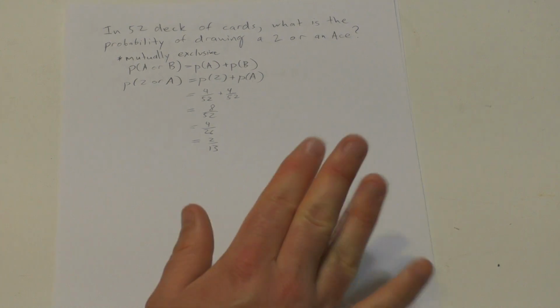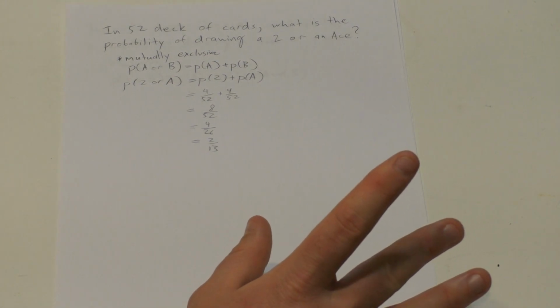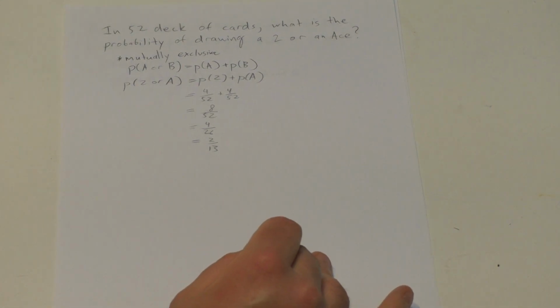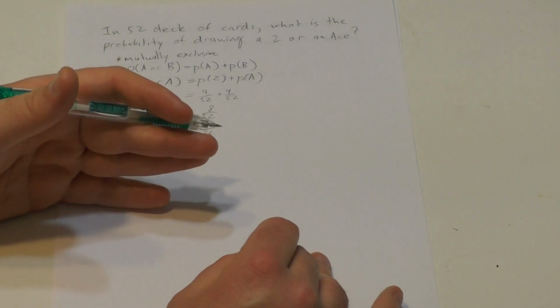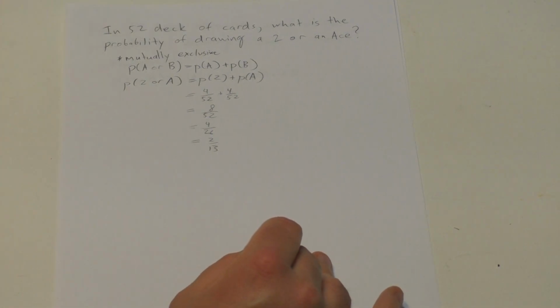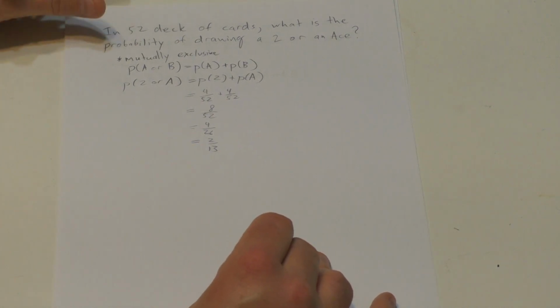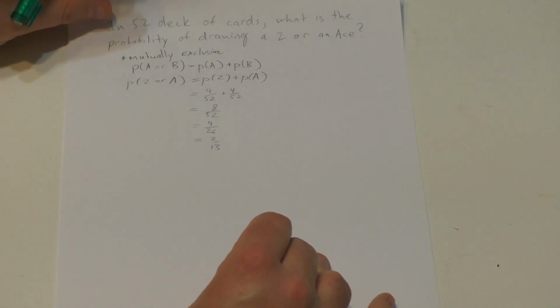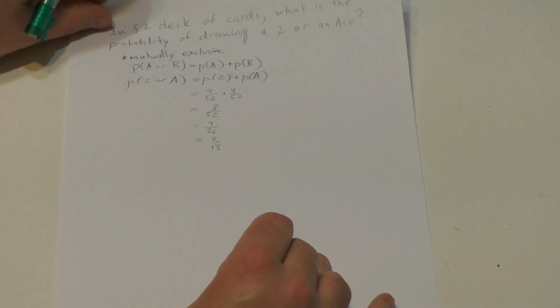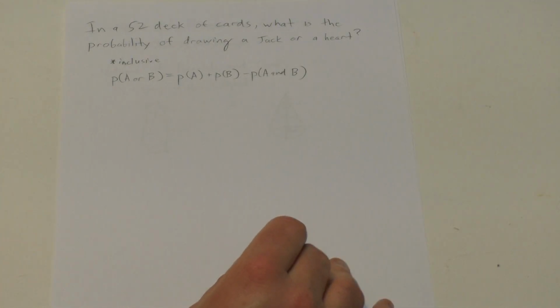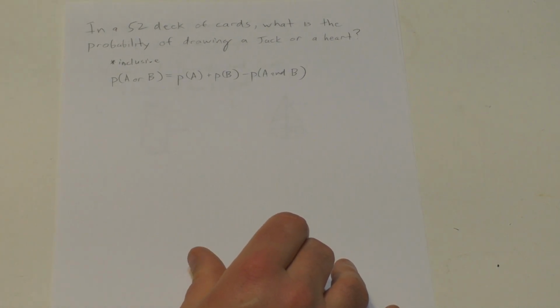Okay, so if it's a case where you're combining probabilities, probability of 2s or the probabilities of aces, you just add them together. Okay, mutually exclusive, meaning there's no 2s or aces that are the same. So if you're a little confused about mutually exclusive, let's look at another example where we have an inclusive case. Okay, again, we're going to go with the deck of cards. What's the probability of drawing a jack or a heart?